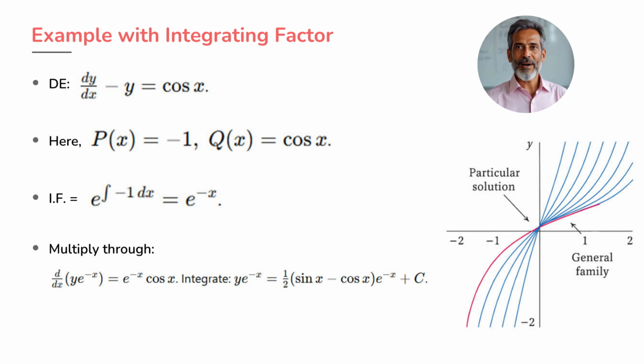Step 3. Multiply the whole equation by IF. We get d by dx of bracket y e to the power minus x bracket equals e to the power minus x times cosine x. Step 4. Integrate both sides. The right-hand side gives half of bracket sine x minus cosine x bracket e to the power minus x plus constant c. Finally, divide through by e to the power minus x to isolate y. The result is y equals 1/2 bracket sine x minus cosine x bracket plus c e to the power x. That's the complete solution, general family plus arbitrary constant.